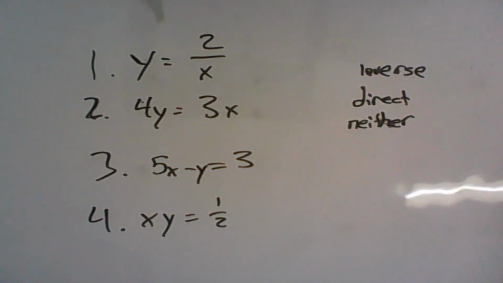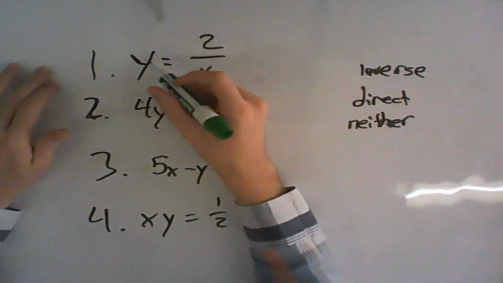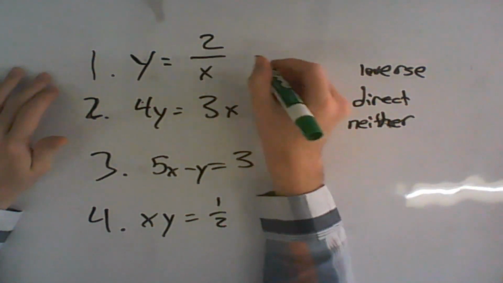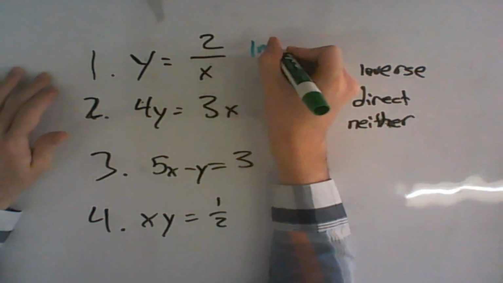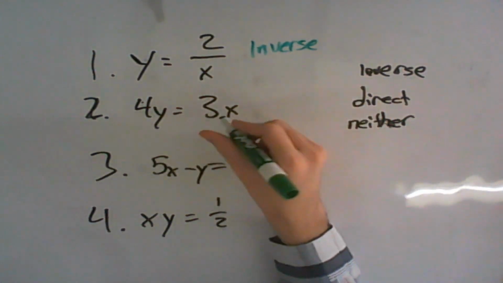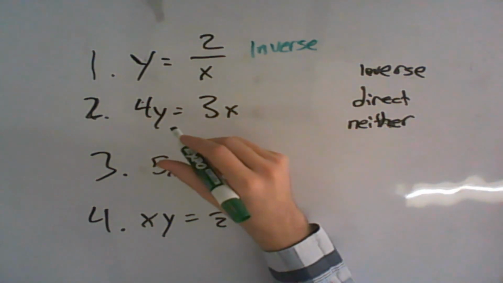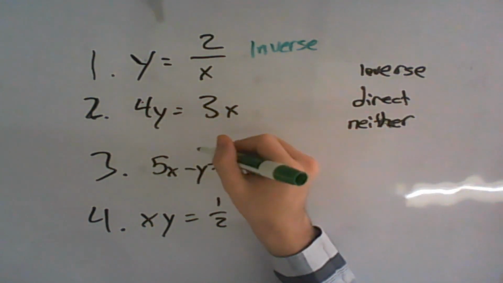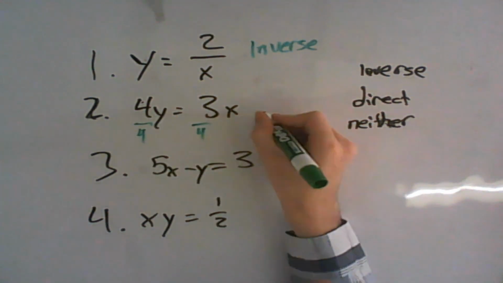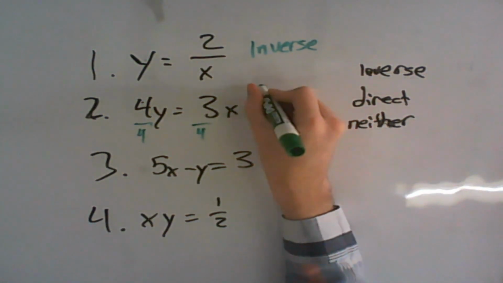Okay. So 1 should be the most straightforward, because you have y up here and something over x. So this is going to be our inverse. Now this one has y and x, but neither of them is on the bottom. So if you just divide by 4, this is going to equal y equals 3 over 4 x. And that is going to be direct.